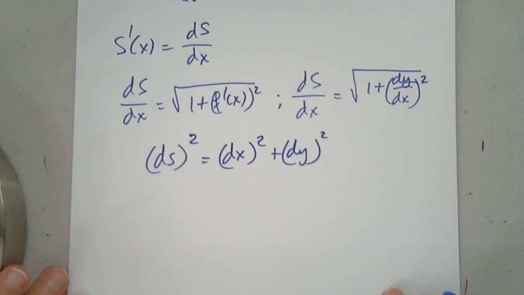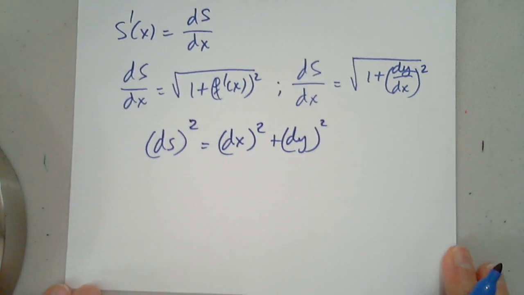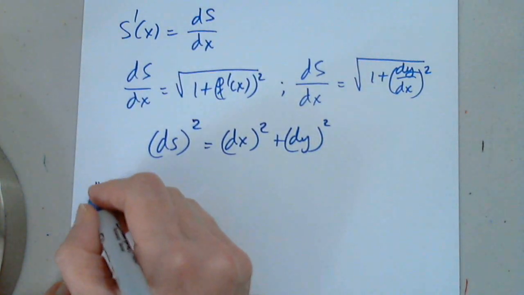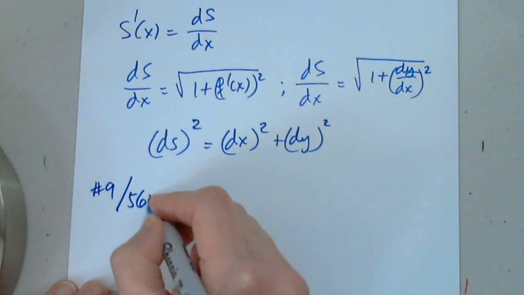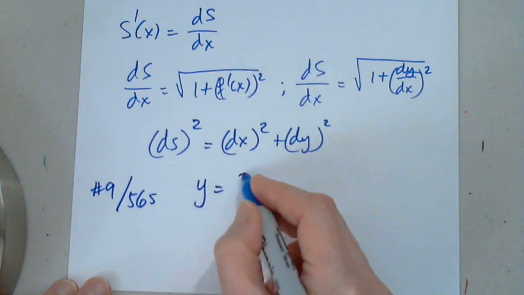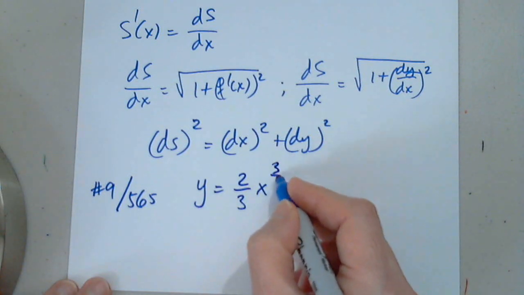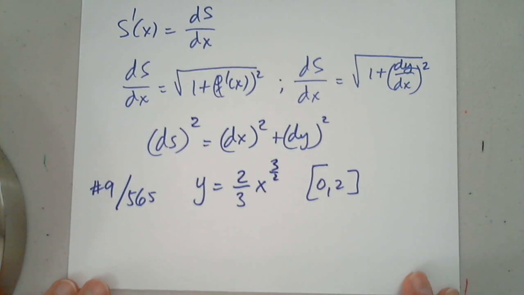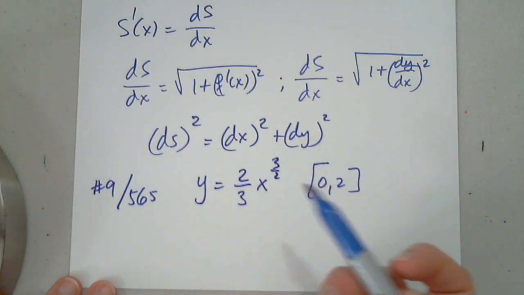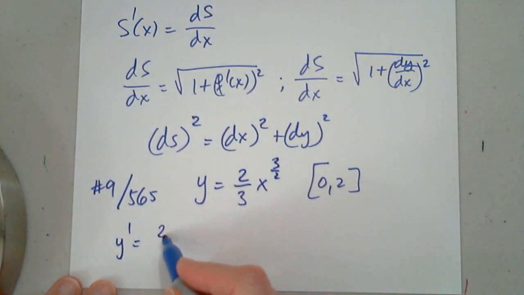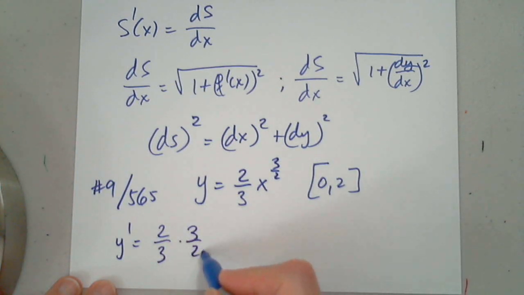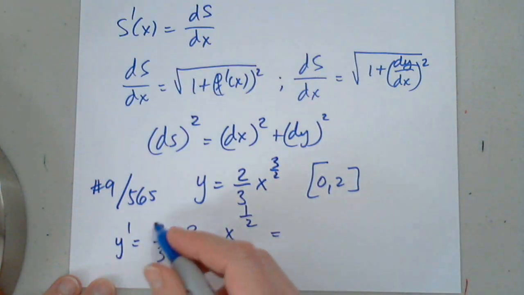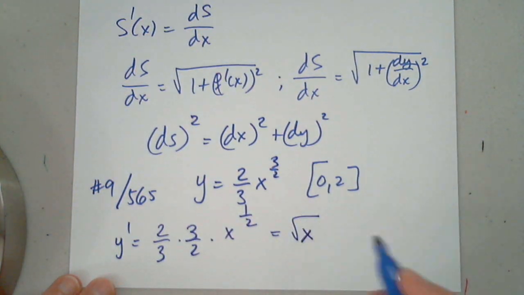So let's look at a few problems. They are all on page 565. So let's start with problem 9 on 565. We're given y equals 2/3 x to the 3/2. The given interval is 0, 2. Let's do some prep first. As we know, we have to find y prime. So we have 2/3, bring down 3/2, times x to the 3/2 minus 1, which is 1/2. So this is 1, so this is basically the square root of x.